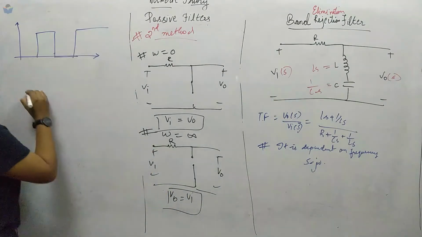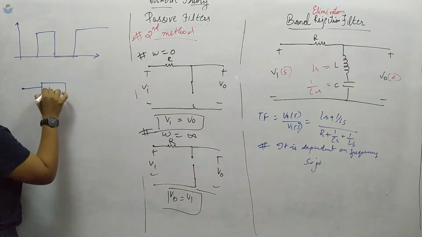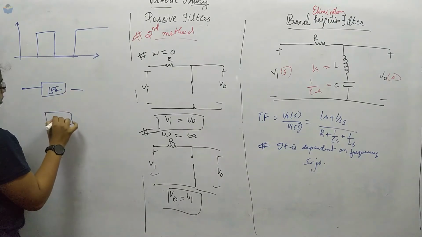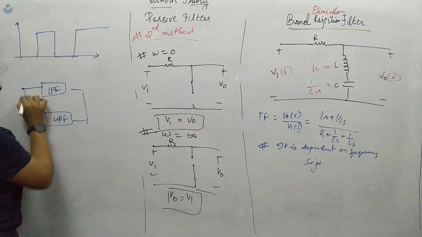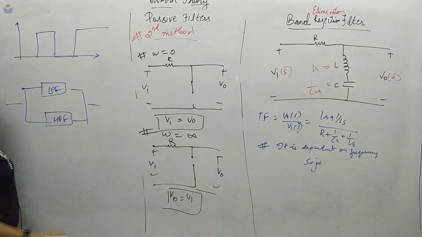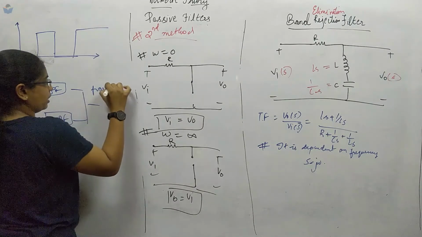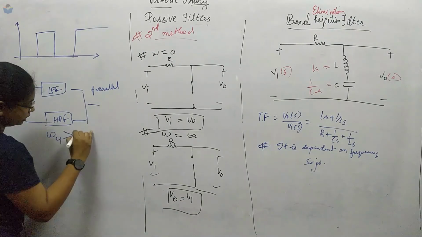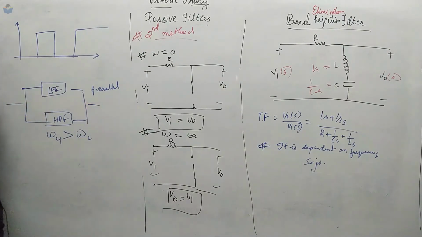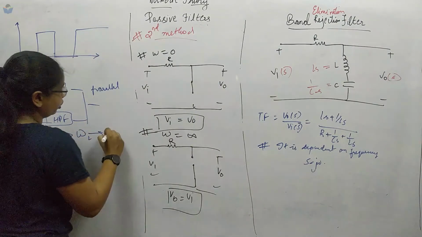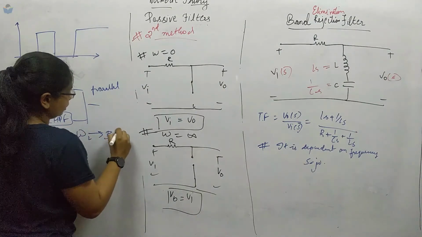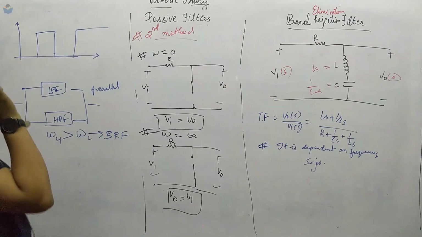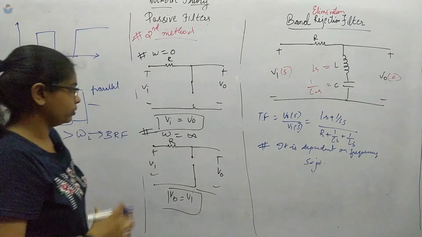Again here also, if you have a low pass filter and a high pass filter connected in parallel, then when connected in parallel, the higher range of frequency should be greater than the lower range of frequency. Then you will call it a band rejection filter. So this is for the band rejection filter.